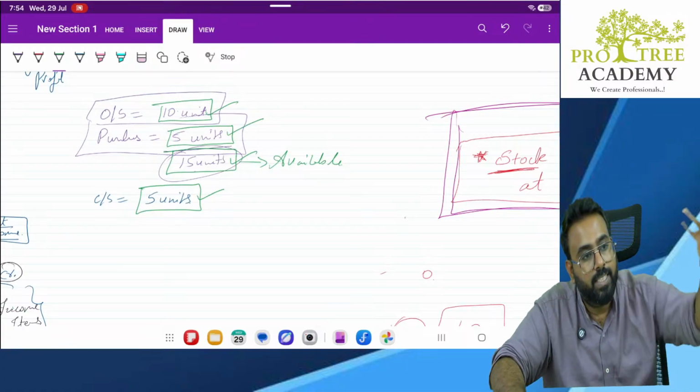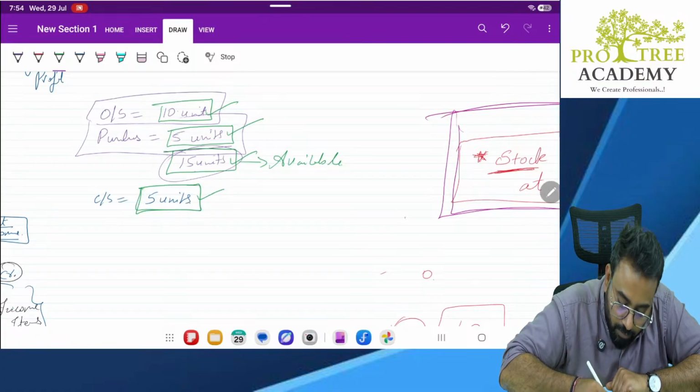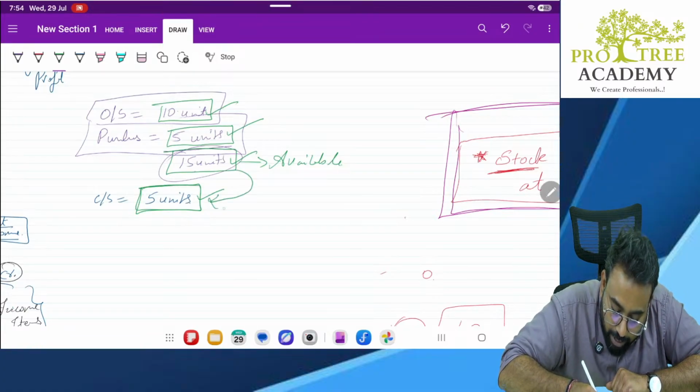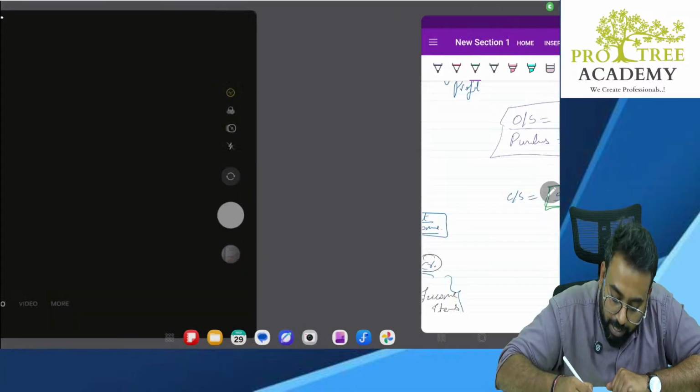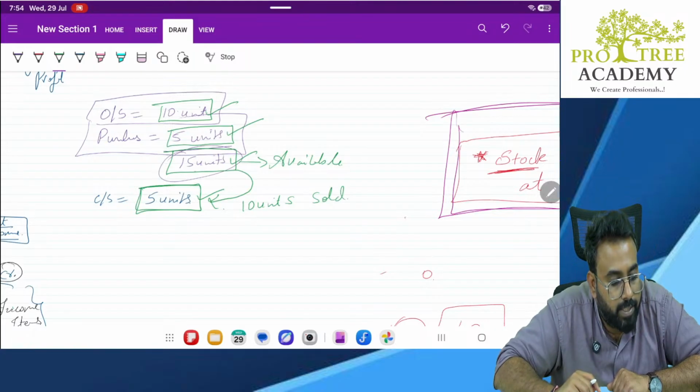So your closing stock, if it is 5 units, that means what? Out of 15 units, how many are actually remaining? 5 units. What do you mean by that? The difference, 10 units, is actually sold. Correct or no? Units sold.